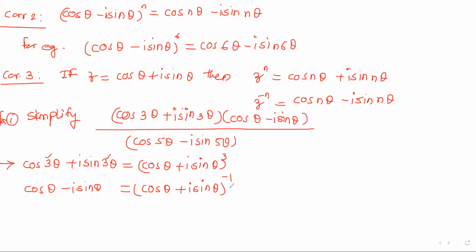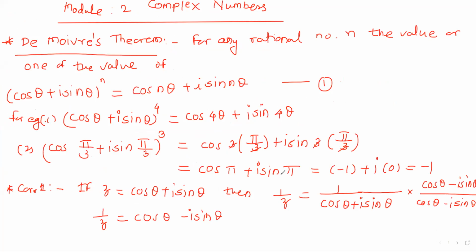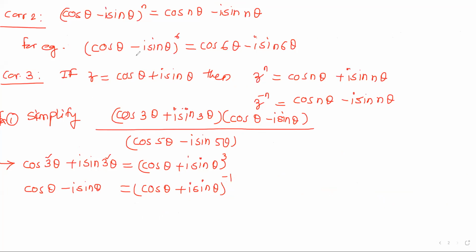raised to minus 1. Why? Because using corollary number 1, as you can see, this one is cos theta plus i sin theta, then 1 upon z is cos theta minus i sin theta. So using this, we can solve by corollary number 2 that cos theta minus i sin theta can also be written as cos n theta minus i sin n theta. In this case, what will happen?